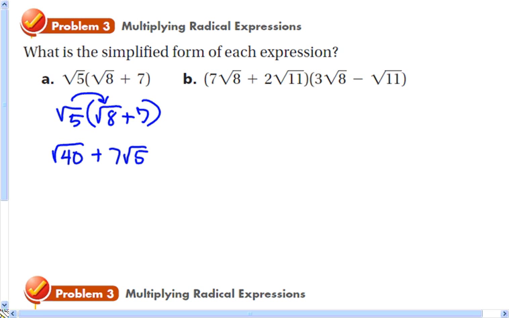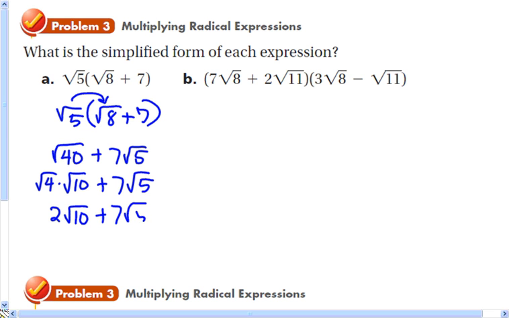Now we're going to simplify the square root of 40. The perfect square factor in that is 4. And that's equal to 2 times the square root of 10 plus 7 times the square root of 5. And those two aren't like terms, so that's all we can do.